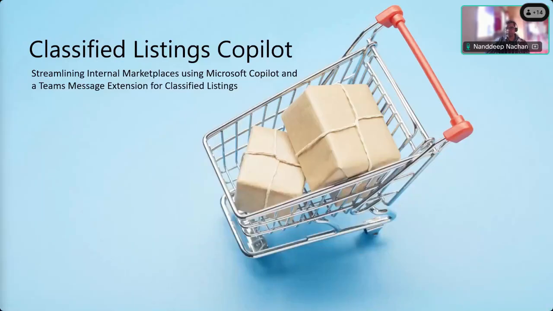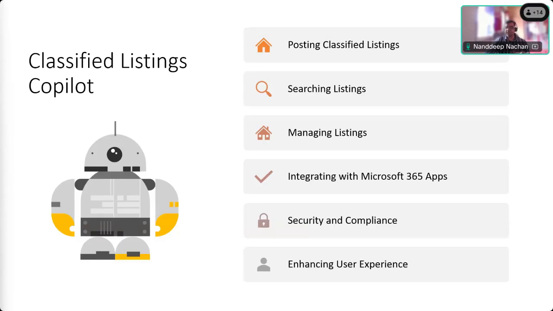Okay, so this is the Copilot which I'm going to demonstrate to you. And again, this one has a few functionalities: you will be able to post classified listings, search them, and manage your listings. It is also integrated with Microsoft 365 apps so that you can use it in Copilot chat as well as Teams chat. And again, since it is built on top of Microsoft 365, it is within the boundary of security and compliance.